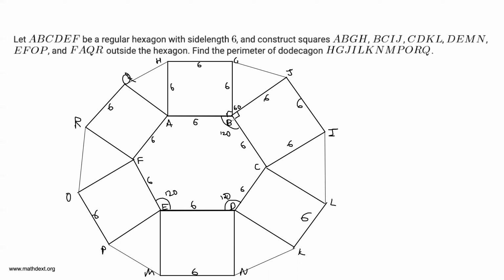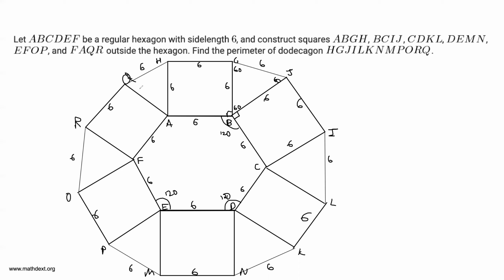And we have GB and BJ are both 6. This angle is 60, which means that this angle has to be 60 and this angle has to be 60. And therefore, this triangle is equilateral, which means GJ is also 6. And similarly, we can find IL is 6, KN is 6, PM is 6, OR is 6, QH is 6.